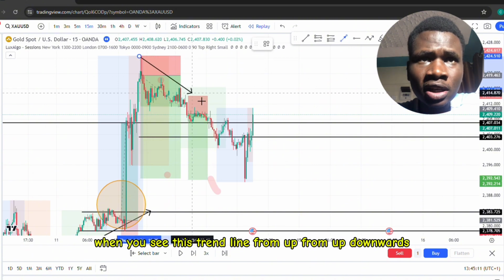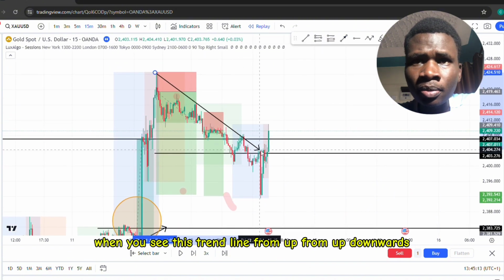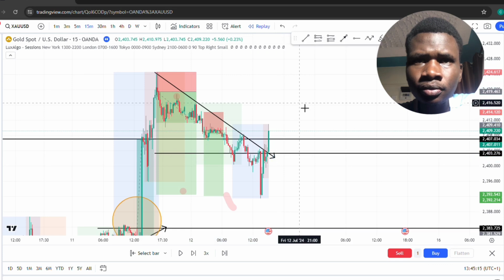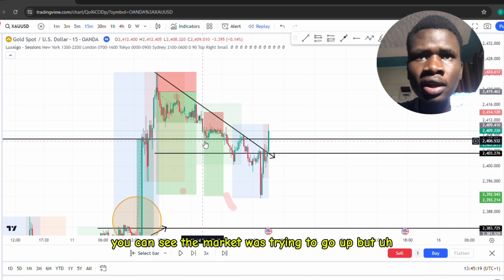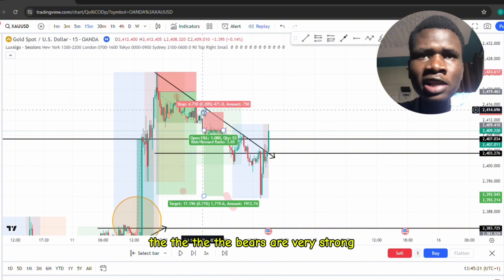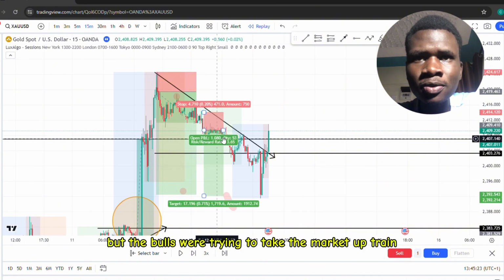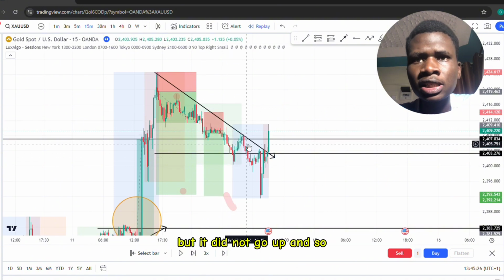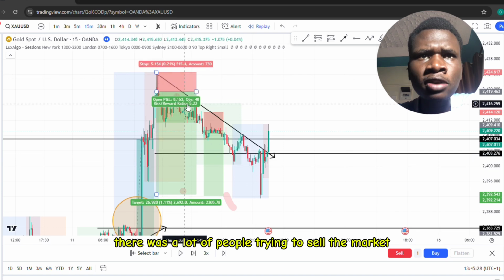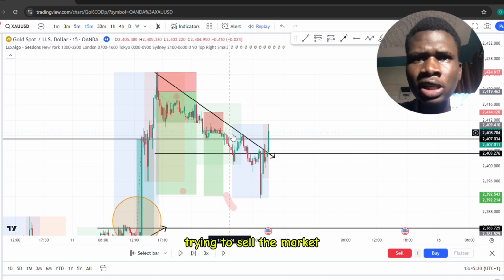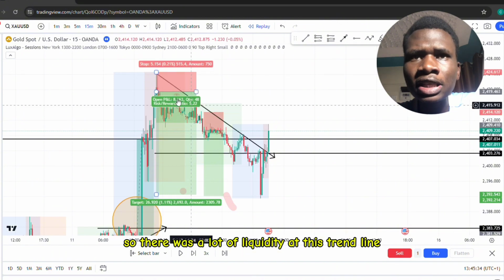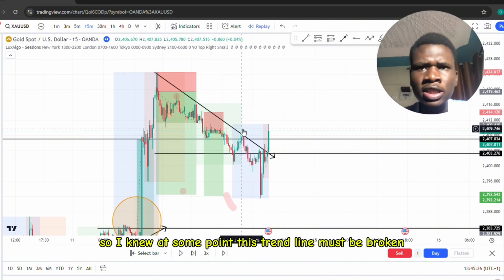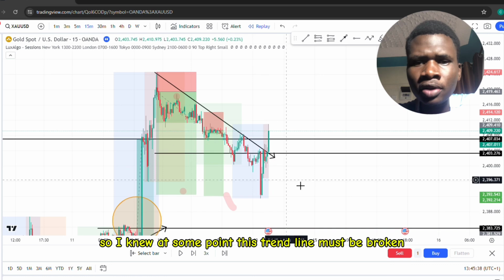When you see this trend line from up downwards, you can see the market was trying to go up, but the bears were very strong. The bulls were trying to take the market uptrend, but it did not go uptrend. So I knew there was a lot of people trying to sell the market. So there was a lot of liquidity at this trend line. So I knew at some point this trend line must be broken.